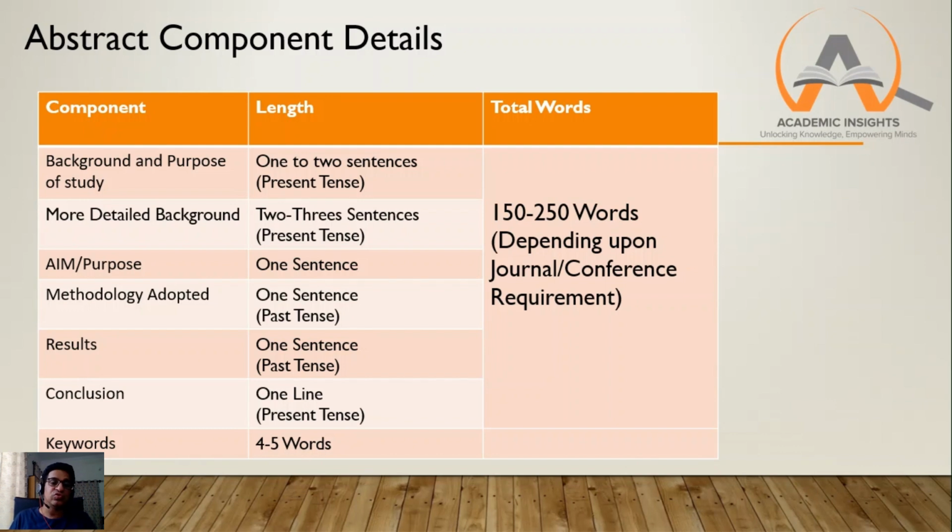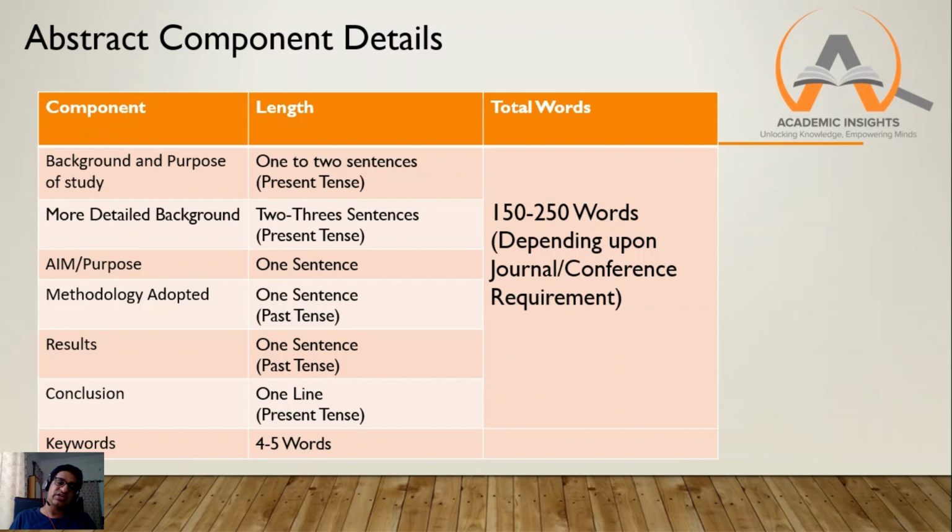And the aim and purpose: why you are going to do this research study, why you are going to write this research article. You have to conclude it in one sentence. And the methodology adopted is also written in the past tense, and it is a one-line sentence.